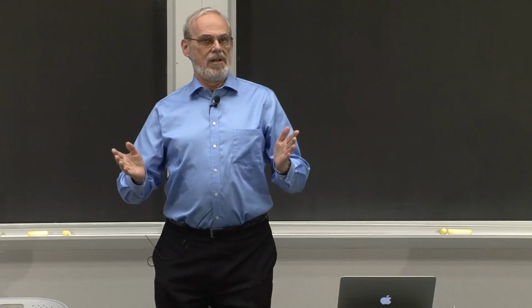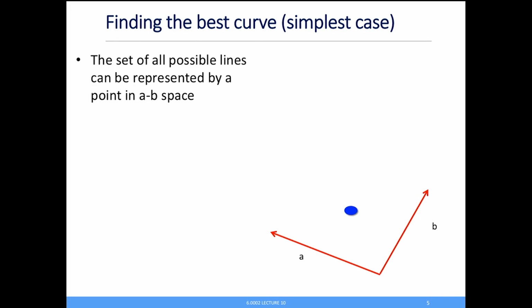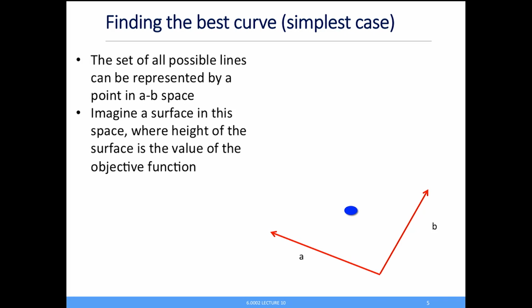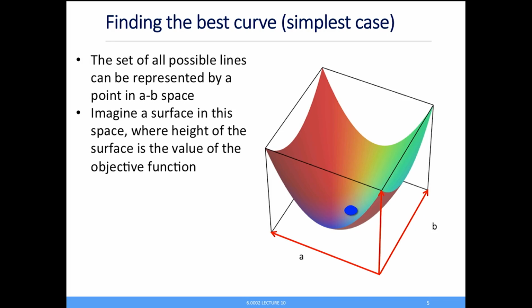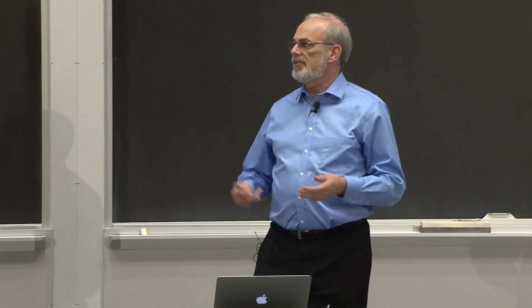I'm going to try and find the best line. It's represented by two values, a and b. I could represent all possible lines in a space that has one axis with a values and the other axis with b values. Every point in that plane defines a line for me. Now, imagine a surface laid over this two-dimensional space where the height of the surface is the value of that objective function at every point. Don't worry about computing it all, but just imagine I could do that.